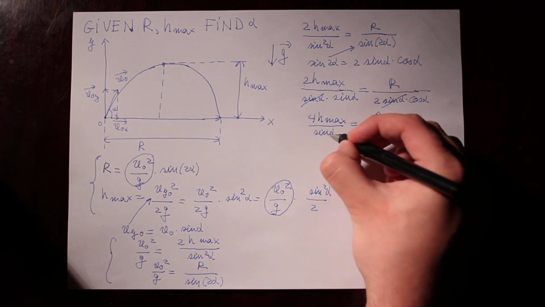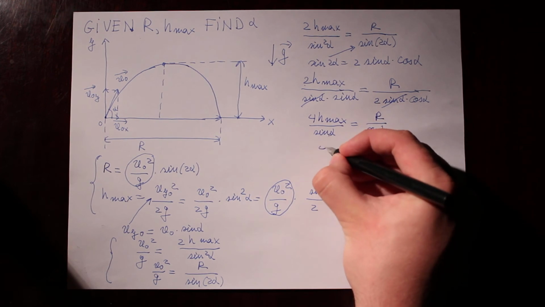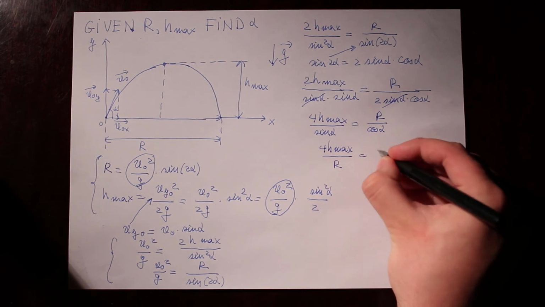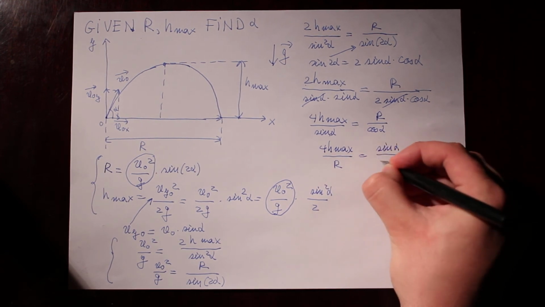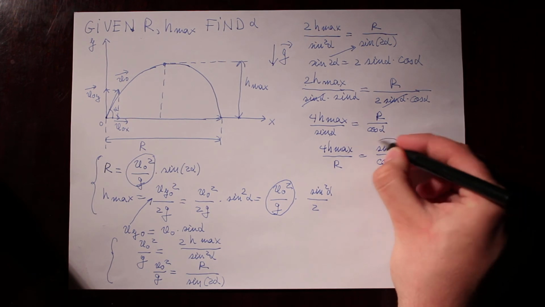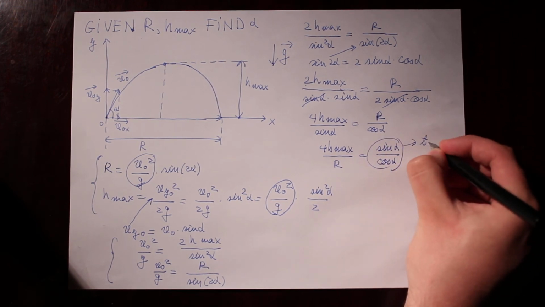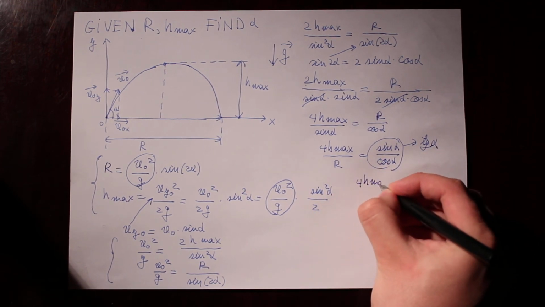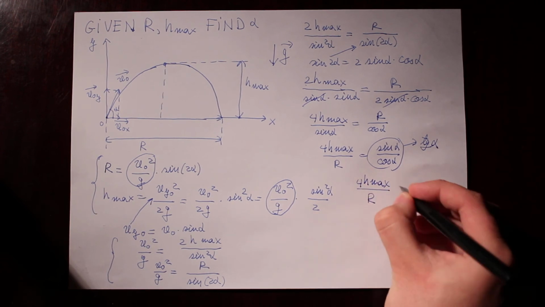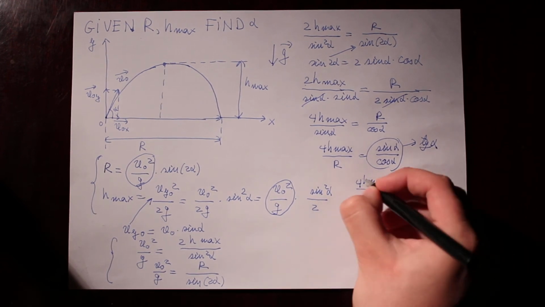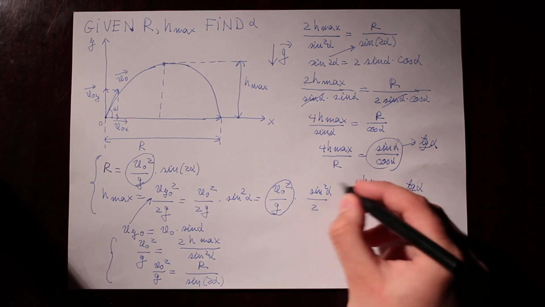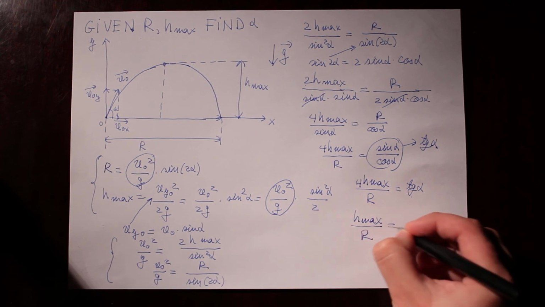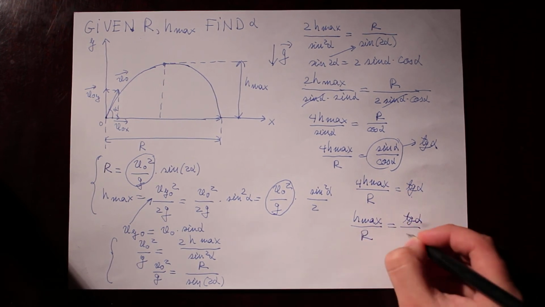Now I'm going to move r here and sine of alpha here. We have 4h max divided by r equals sine of alpha divided by cosine of alpha. And again, from your trig identities, this quantity here is tangent of alpha. And so we have 4h max divided by r equals tangent of alpha. And I'm just going to take this 4 and put it here, and this is the end formula. H sub max divided by r equals tangent of alpha divided by 4.